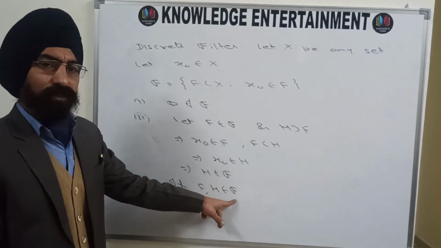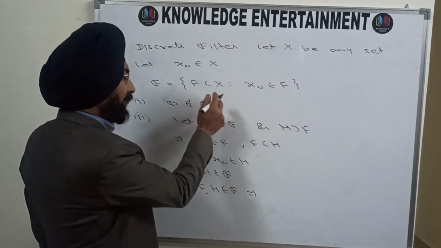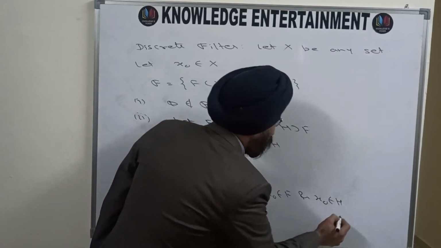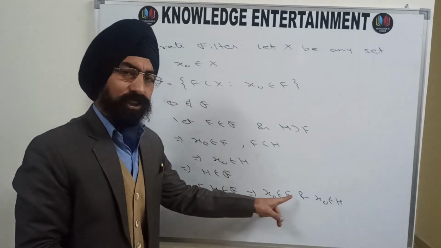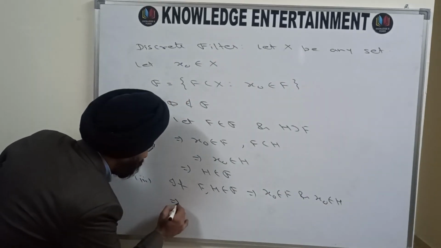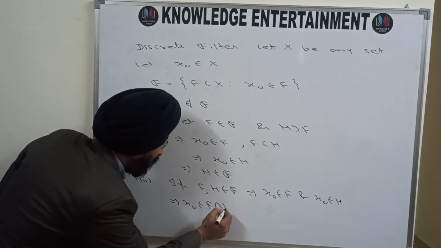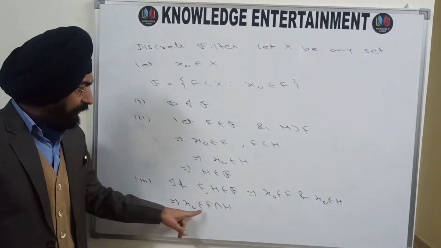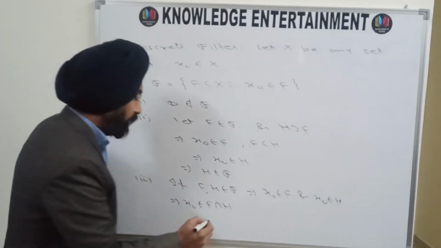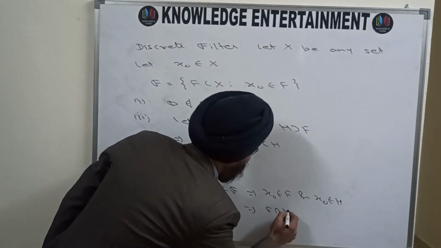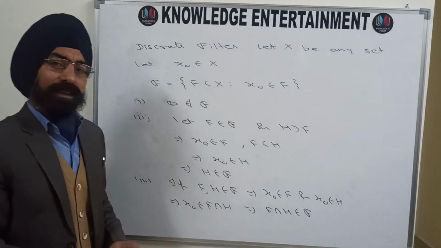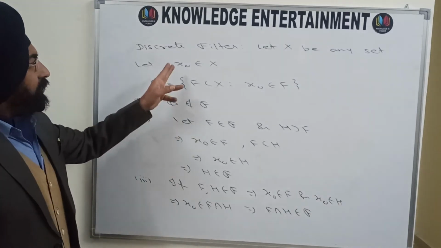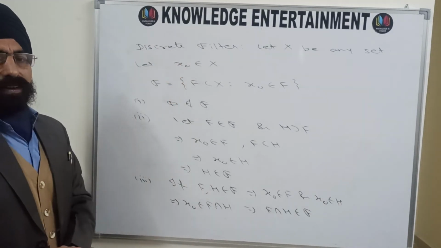Since f and h are the members of this collection, by our definition of the collection, x0 belongs to f and x0 belongs to h. Now x0 is there in f, x0 is also there in h, that means x0 is there in f intersection h. So f intersection h contains x0, and whatever set contains x0 will be a member of this collection. So this means your f intersection h belongs to this collection. So the third condition is also satisfied. So this becomes a filter, and it is called discrete filter.